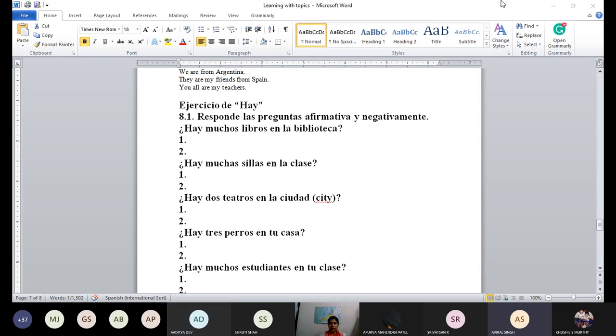Vale, next, ¿hay tres perros en tu casa? Sí, hay tres perros en tu casa. No, no hay tres perros en tu casa. Vale, está bien. But what happens when I'm asking you the question, are there three dogs in your house? Then your answer will be my house. Yes, there are three dogs in my house. Okay, so yeah, please, next question.